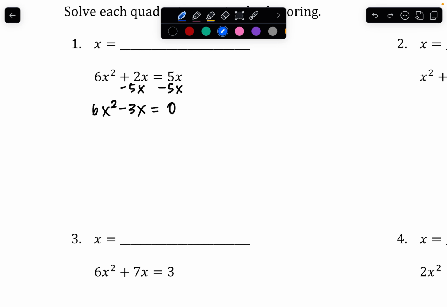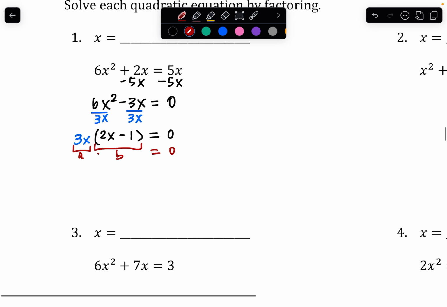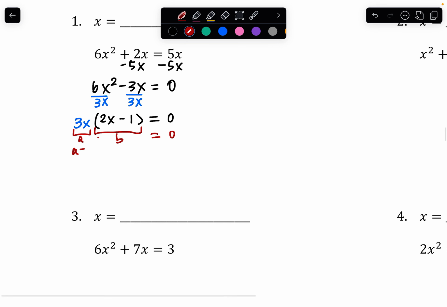And so because there's no constant term, this is a GCF situation. Both of them have an x and both of them have a 3. So 3x is our GCF. And then when I factor that out, that leaves me with a 2x minus 1. Okay, and so these are my factors. A times B is equaling 0. So that means either A was 0 or B was 0.